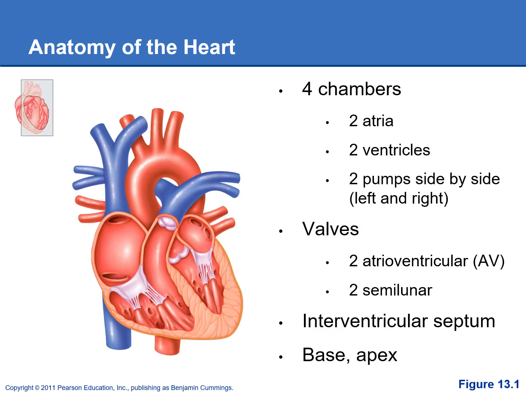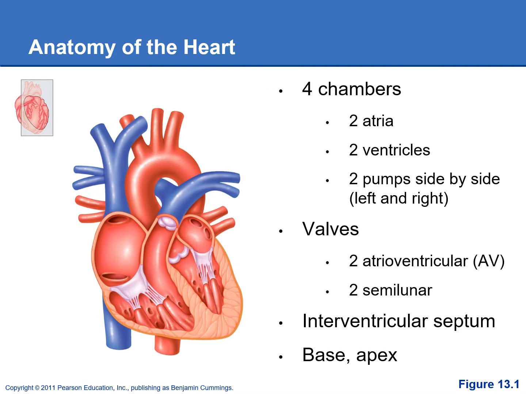For the anatomy of the heart, there are four chambers. We have two atria on top, and then we have two ventricles on the bottom. So we basically have two pumps side by side. So we have the right side of the heart, which is going to pump blood to the lungs to get oxygenated, and then the left side of the heart is going to pump the oxygenated blood out to the tissues.